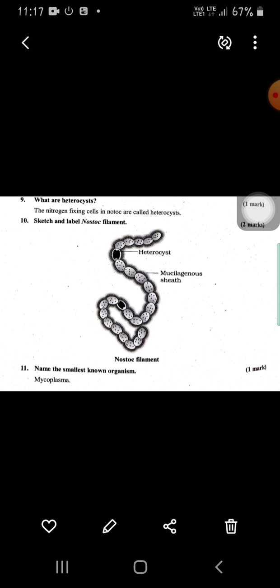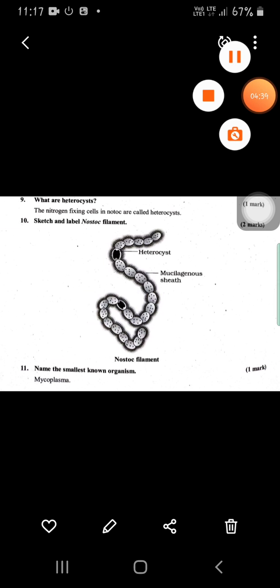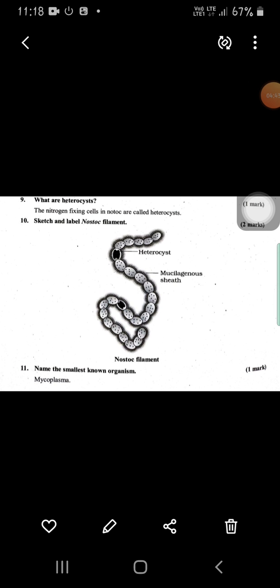Next, what are heterocysts? Heterocysts are the nitrogen fixing cells of Nostoc. They help in nitrogen fixing in Nostoc. They may ask this for 1 mark. And they may ask you to draw Nostoc, so this diagram you have to practice.